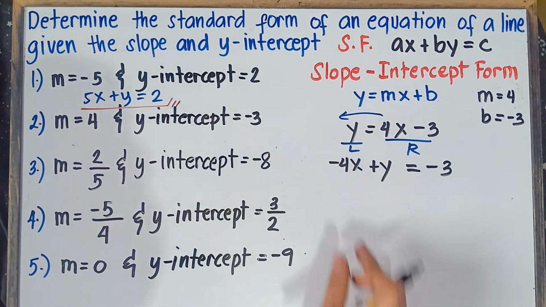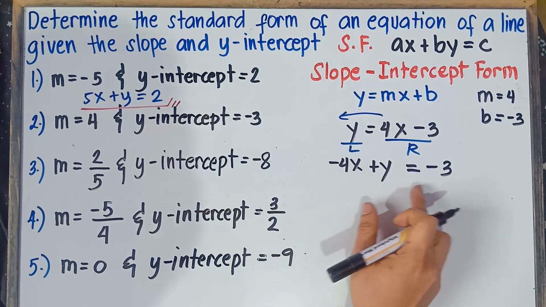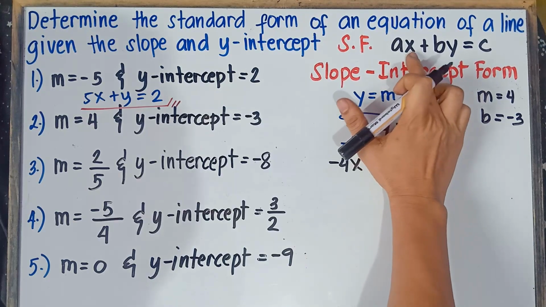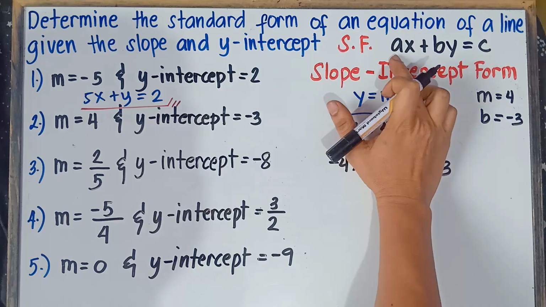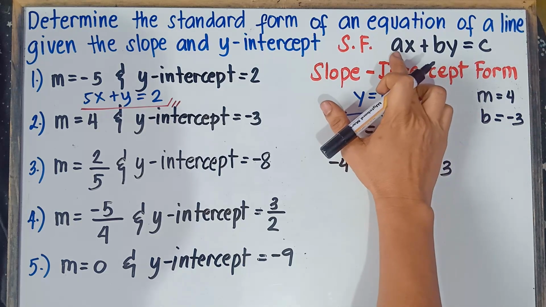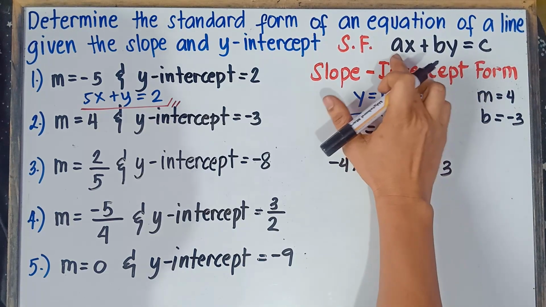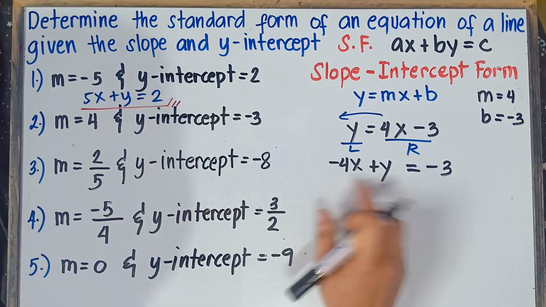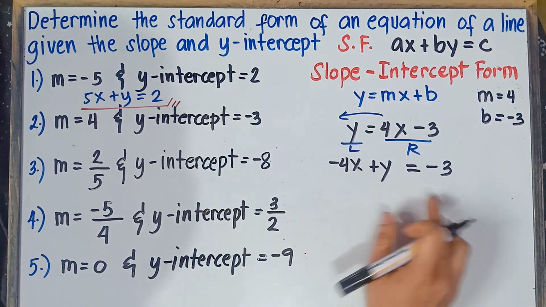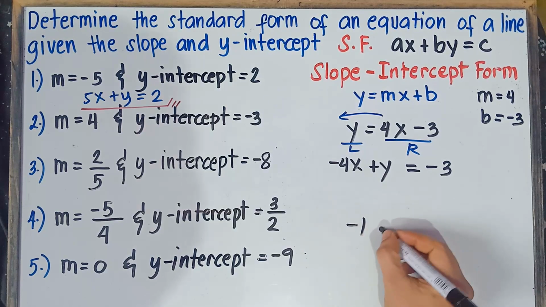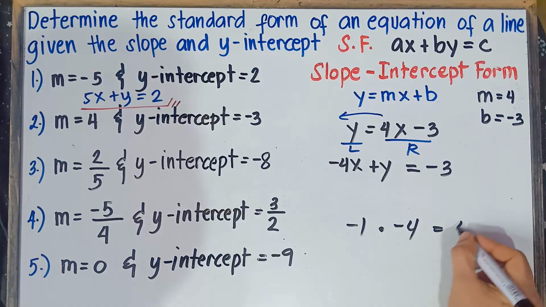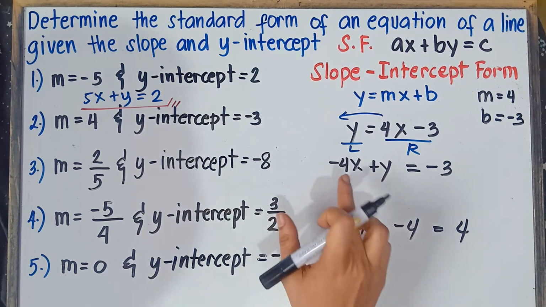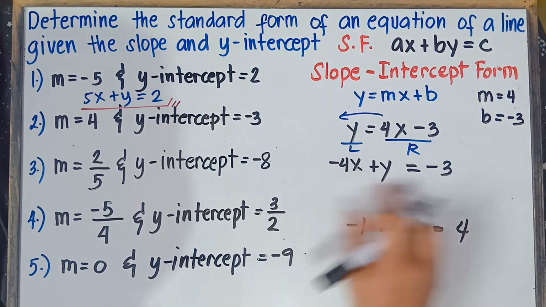Alright, in our equation, we have negative 4x plus y equals negative 3. Now, in the standard form, class, the number before x, that would be a, the numerical coefficient, is positive. Once again, this is positive ax plus by equals c. The number before x is positive. Therefore, since this is negative 4x, we need to multiply both sides by negative 1, because negative 1 times negative 4 will become positive 4. Once again, class, we need to have a positive number before x.